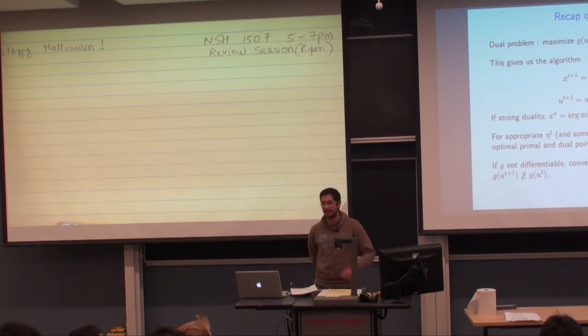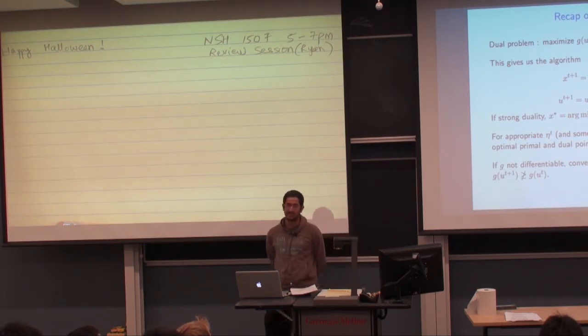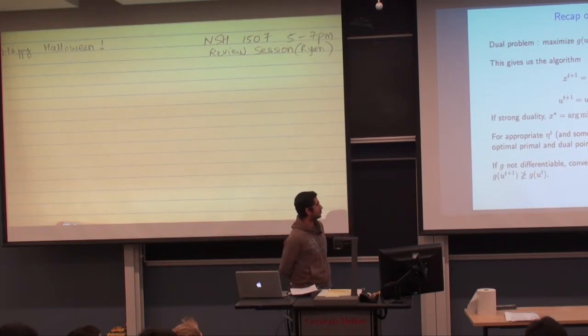But overall, in the end, it actually does lead to an ascent. It does find you the maximum, and xt and ut will converge to optimal, primal, and dual.